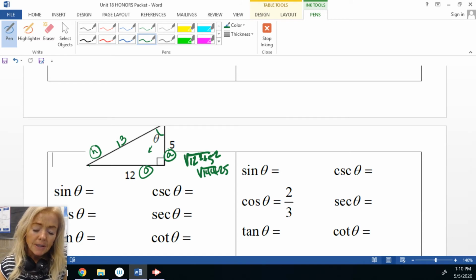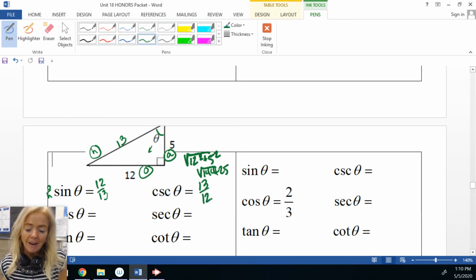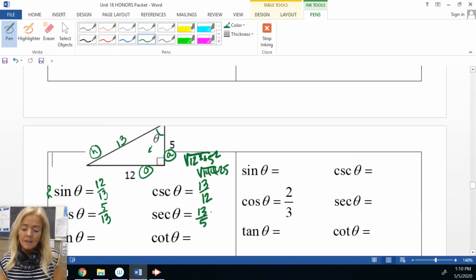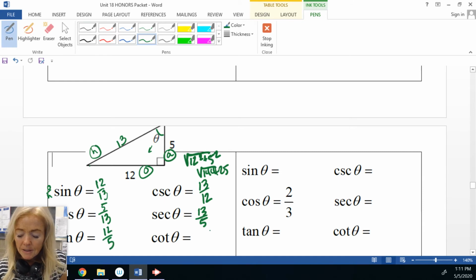So sine is opposite over hypotenuse, and that just helps you remember. Opposite is 12, hypotenuse is 13, and then I just flip it around for cosecant. It's reciprocal, 13 over 12. And then the cosine is adjacent, so that's 5 over hypotenuse, 5 over 13. Secant is its reciprocal, so just write 13/5. It's hypotenuse over adjacent. And then the tangent theta is opposite over adjacent, so 12 over 5. And cotangent is its reciprocal, 5/12.